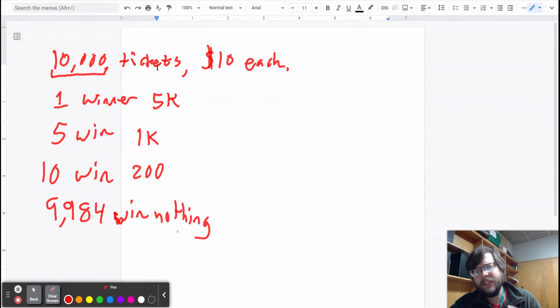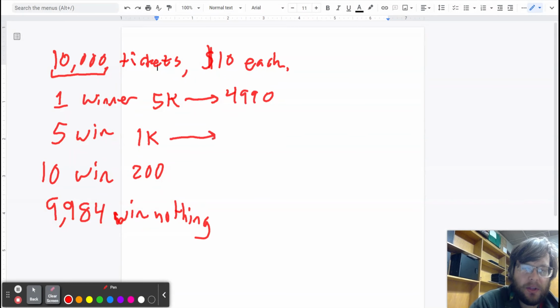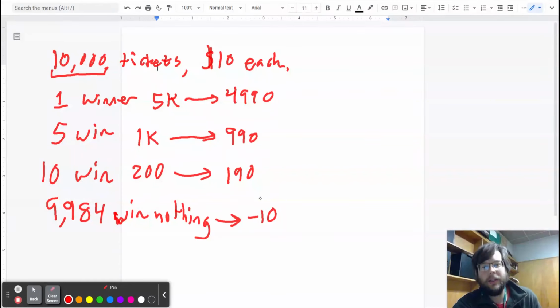Now, the thing that is easy to forget about this problem is that it actually costs you money. So even if you're a winner of $5,000, you paid $10 to get the ticket. And so this actually doesn't become a true plus 5,000 in your bank account. This is a true adding of $4,990. And same idea, $1,000 is actually only a $990 gain. $200 is actually a $190 gain, and most people are going to have a negative $10 impact on their net worth.